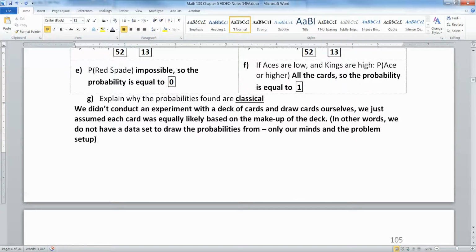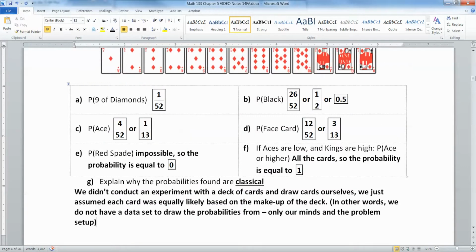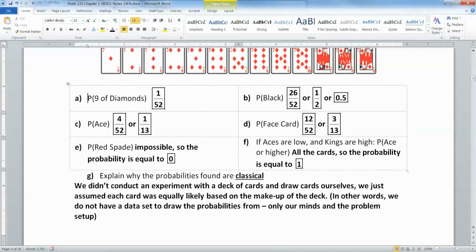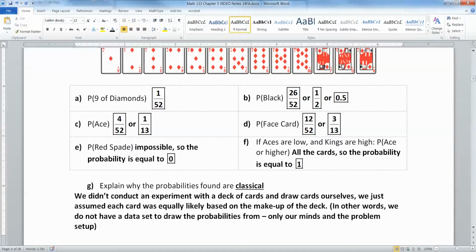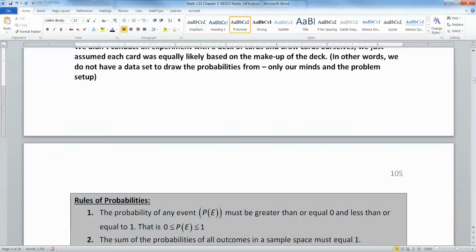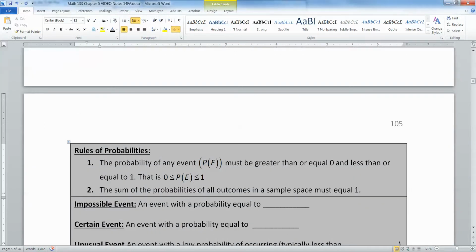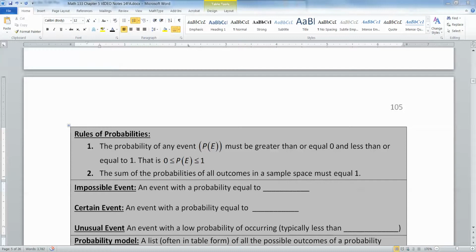Now this leads us to another conclusion, which is that there are a couple of things going on here that we should probably pay attention to. Namely, that there are some rules for probability. The lowest a probability could ever be is 0, the highest it could ever be is 1, and all the probabilities in the whole sample space have to add up to 1. And that's where we'll pick up next time. I'll see you then.